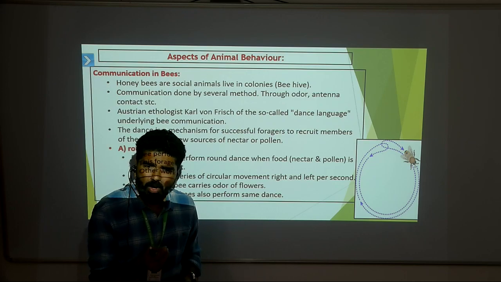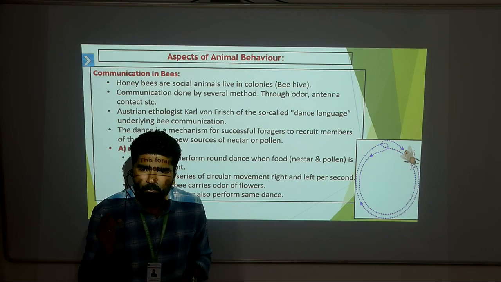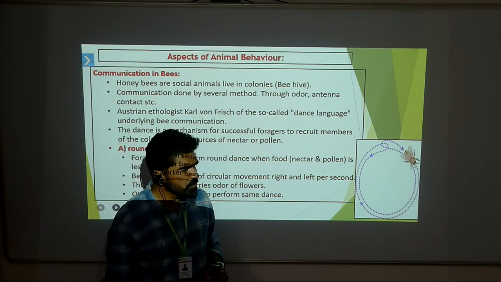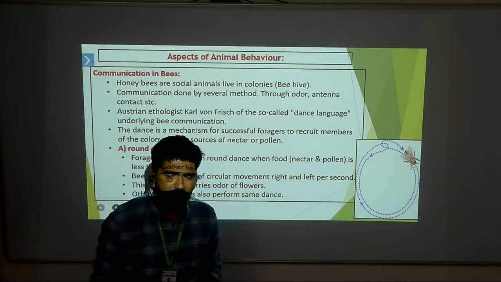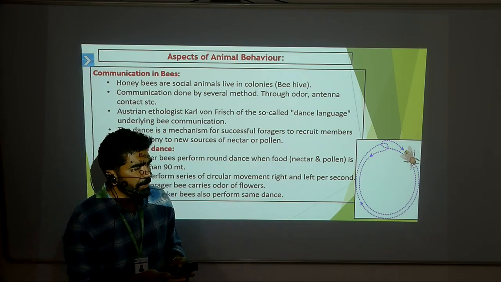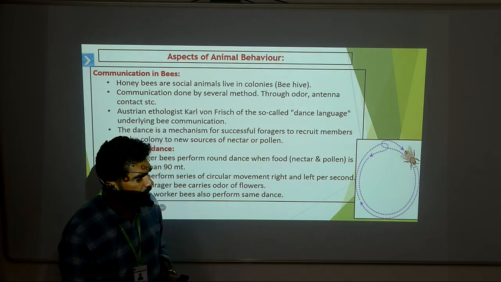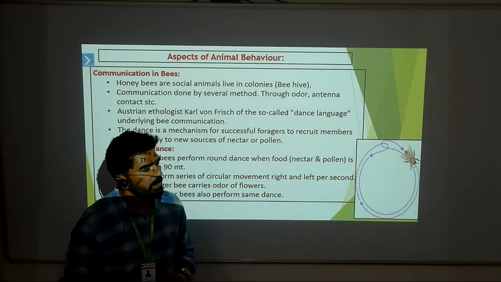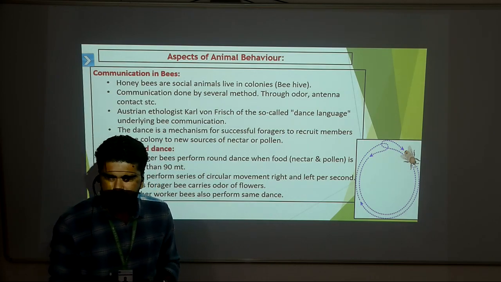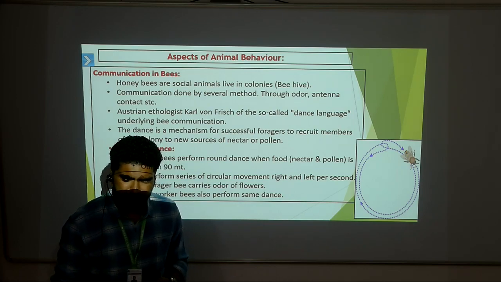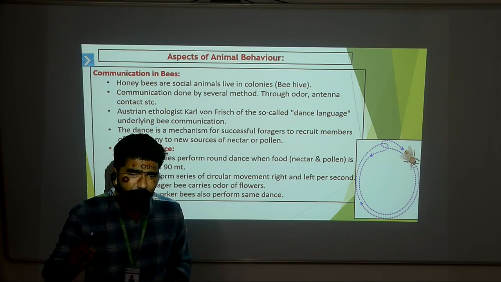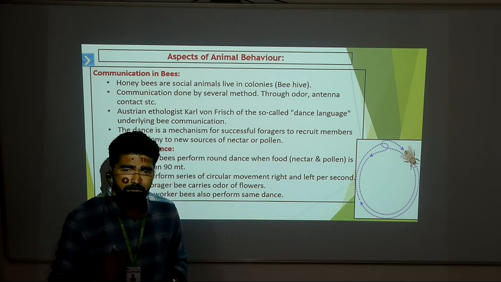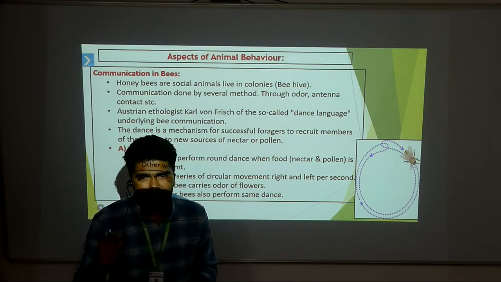So how do the other bees know where the location of those particular flowers is, and how do they communicate with each other? Honeybees are social animals, living in social colonies, and the communication is done by several methods. The Austrian ethologist Karl von Frisch observed the honeybees' practice and realized that there is a special dance honeybees perform when they come inside their hive, and he recognized that there are two types of dances they perform.